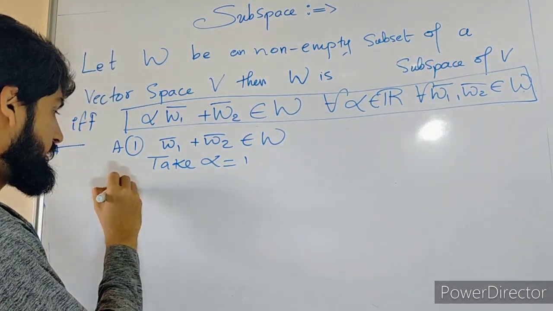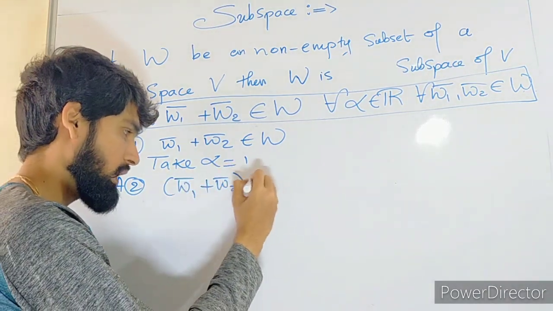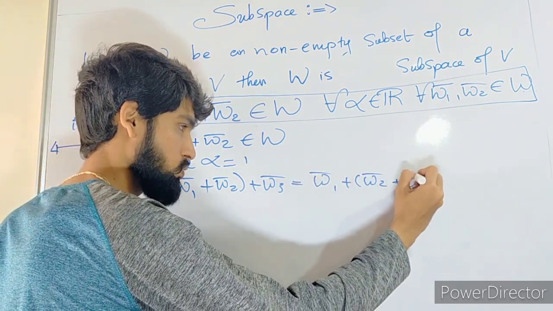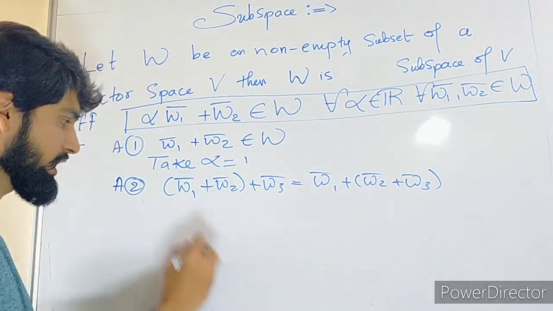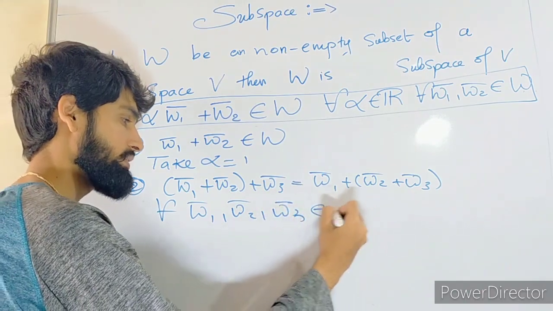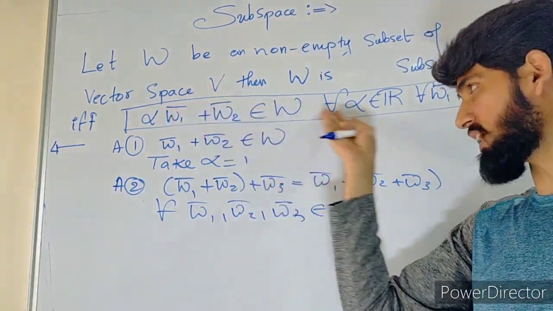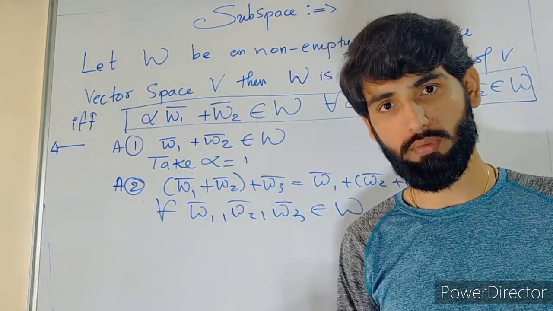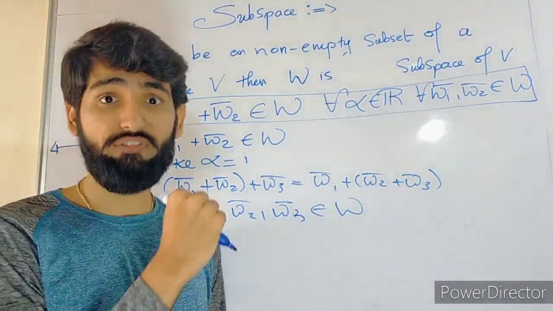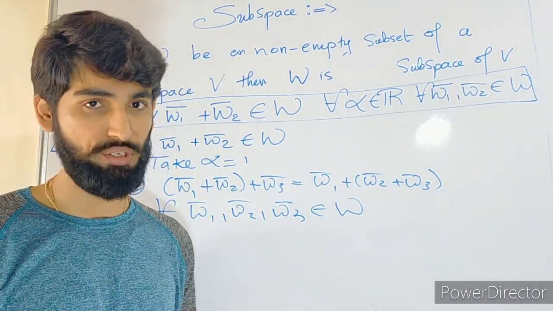Let us see the second condition. That is to show that W1 bar plus W2 bar plus W3 bar is the same as W1 bar plus W2 bar plus W3 bar, grouped differently. This is nothing but associativity. This should be true for all W1 bar, W2 bar, W3 bar inside W. Can someone tell me how this is going to be true? Because in the given statement that we have, we don't know this condition is true. But something better than this we know. What we know is that our V is a vector space. Hence, every element of V satisfies those conditions.